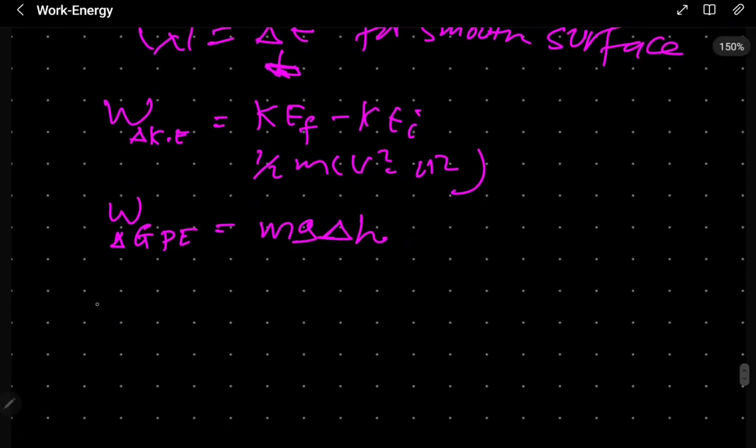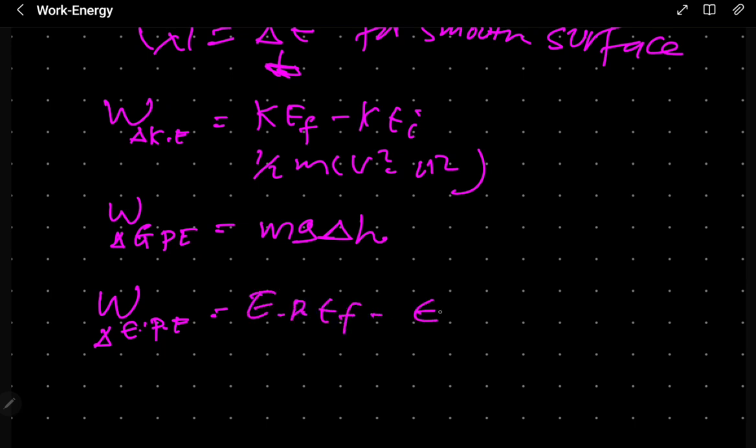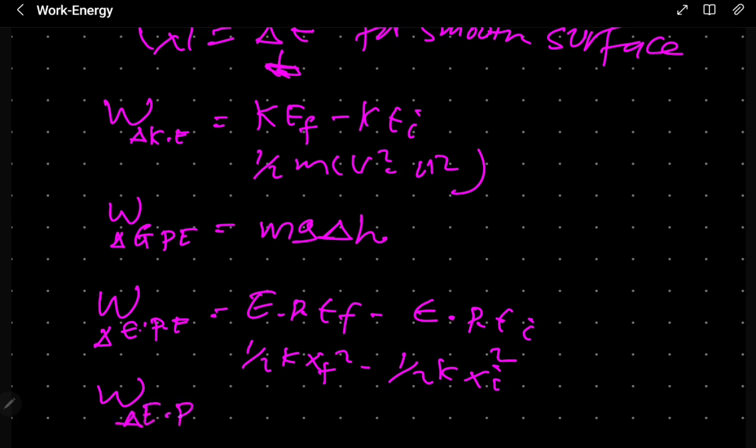There's another thing to note. The work done to change elastic potential energy, EPE, is given by the elastic potential energy final minus the elastic potential energy initial. So this is given by half k times x final square minus half k times x initial square. This is the same as half k into x final square minus x initial square.